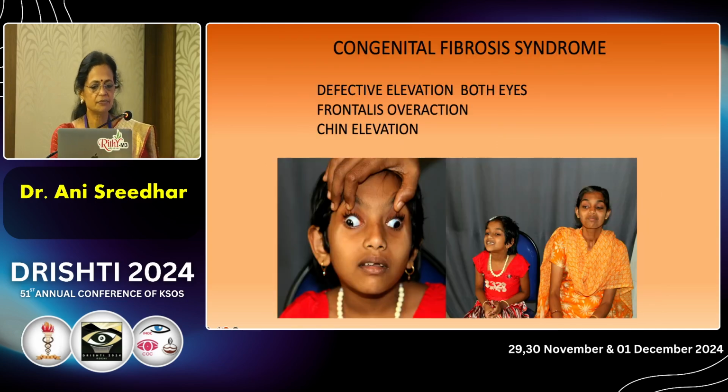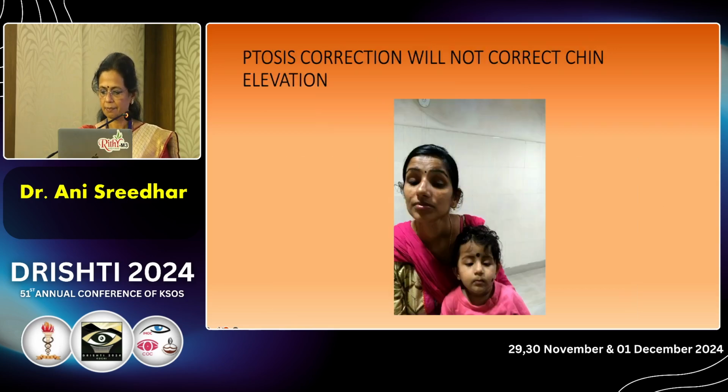Another case which we have difficulty in treating is congenital fibrosis syndrome. Many of you would have seen there is defective elevation of both eyes, frontalis overaction and chin elevation. When the child grows up, this chin elevation comes down. Otherwise, for looking at everything above that level, the patient has to lift the chin. So even if you do a ptosis correction, the chin elevation will not be eliminated. You have to tell the patient that. But ptosis correction improves the condition. So that is another patient.